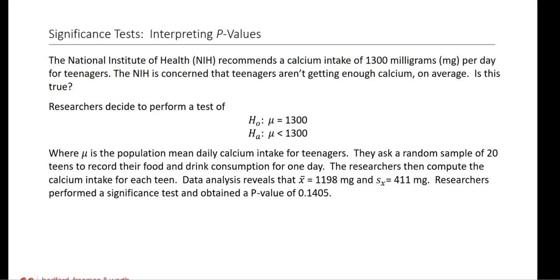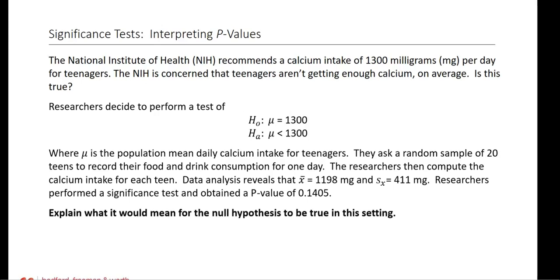They asked a random sample of 20 teens to record their food and drink consumption for a day. The researchers then compute the calcium intake for each teen. Data analysis reveals that X bar is 1198, which is less than 1,300, by the way, with a standard deviation of 411. They performed a significance test, which we don't know how to do yet, but we'll learn soon, and obtained what's called a p-value of 0.1405. So 14% is the p-value there.